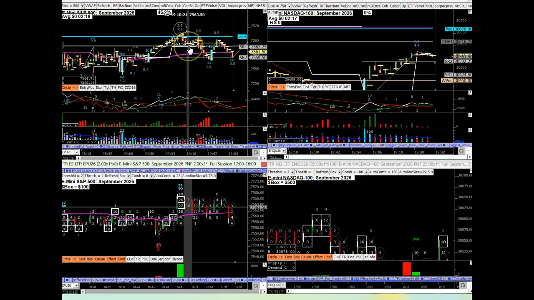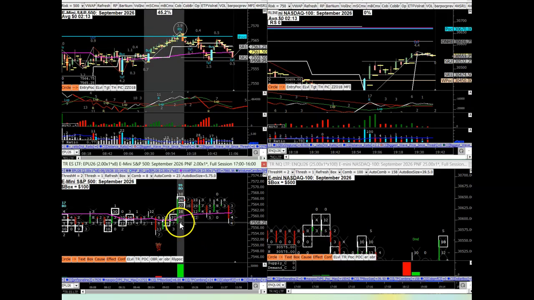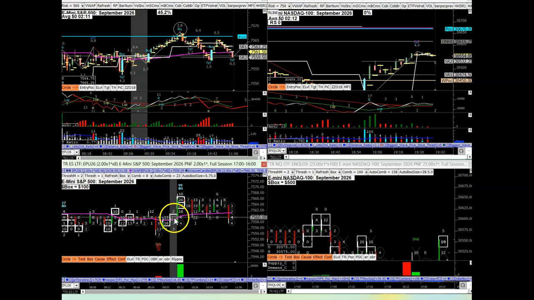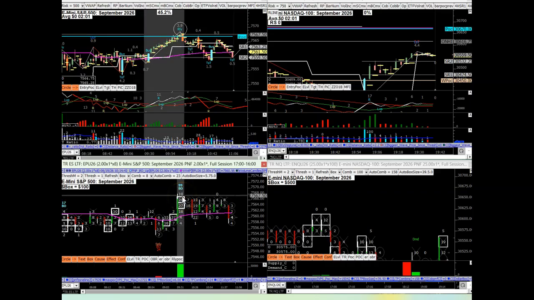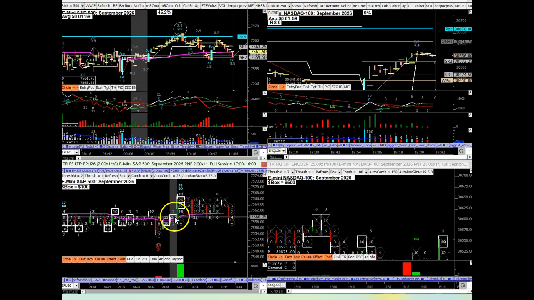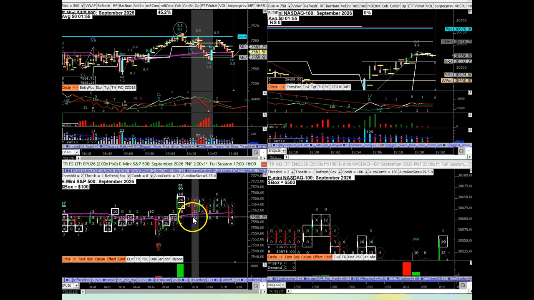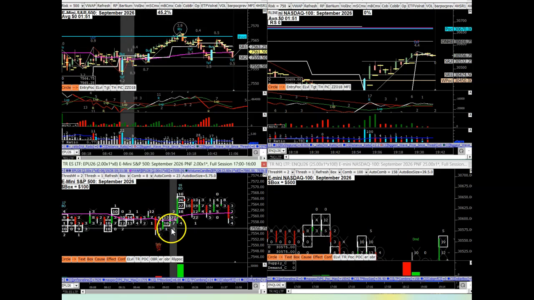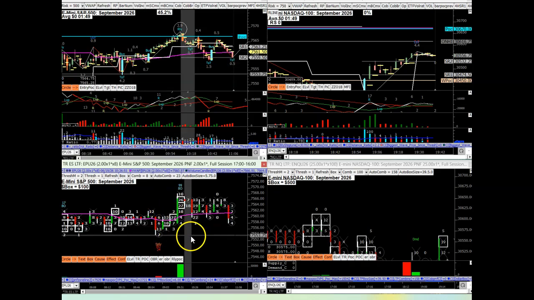Do I buy it here? No. Where do I buy it? Against this 27, right? 2,700 contracts, something like that. So now I'm going to look at this level. So now I know where to buy. It's in this area.